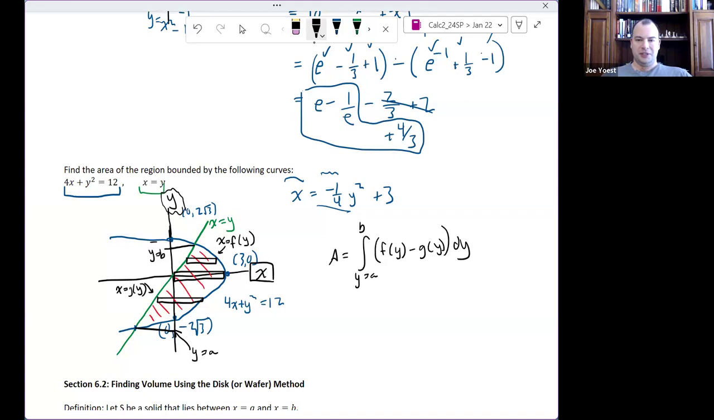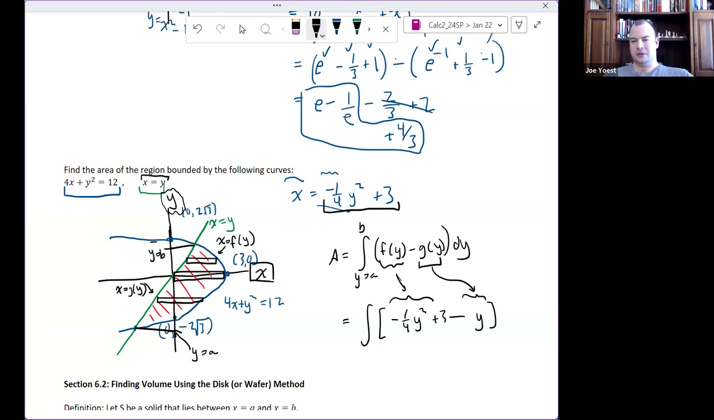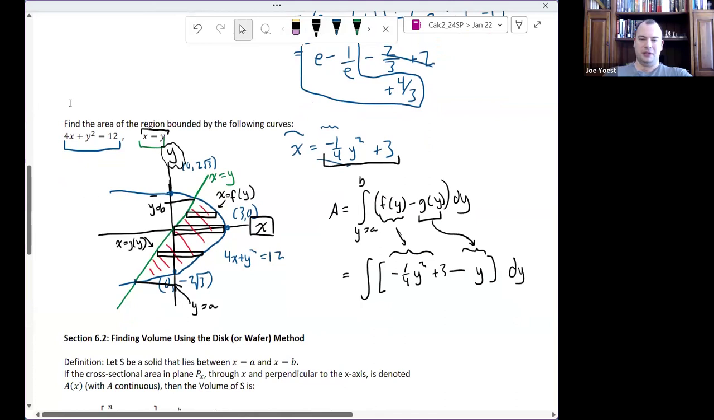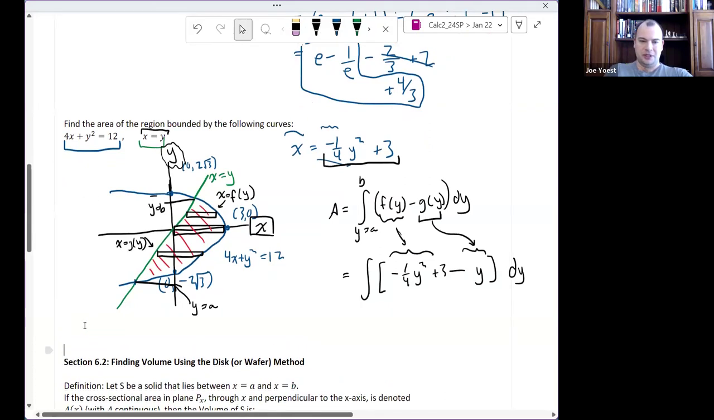Okay, so my blue function, x equals f of y, this is just f of y, minus my green function, g of y, where x equals y. So that's g, and this is f. We're integrating dy. And now we just have to figure out the y coordinates of these two points of intersection.